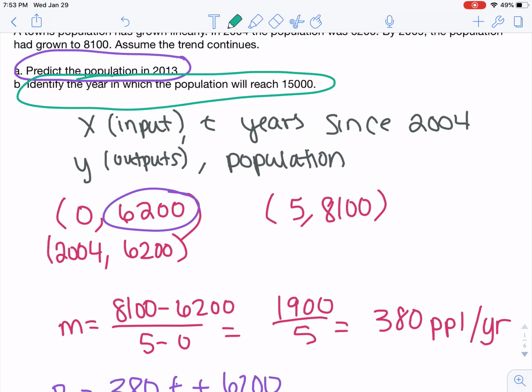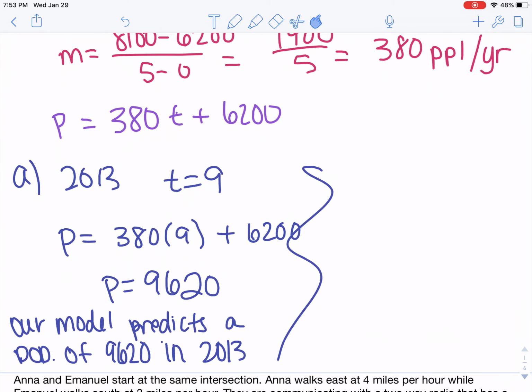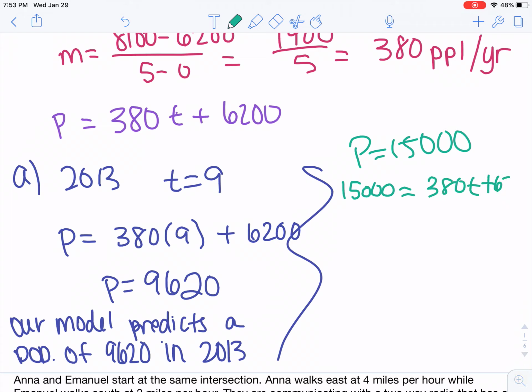Okay? So then part B says, okay, now we want to identify the year in which the population will reach 15,000. Okay? Well, if P needs to be 15,000, all we're going to do is substitute that in for P and solve for T, because we want to know how many years it is going to take to get there. Well, T is the number of years, okay? So, I'm going to do 15,000 equals 380T plus 6,200. You go through and solve that, you get 8,800 equals 380T.